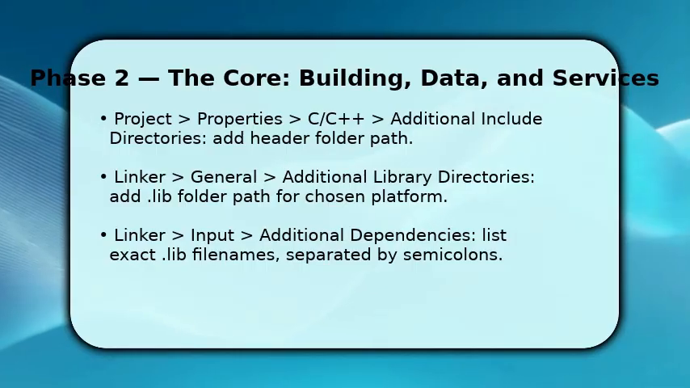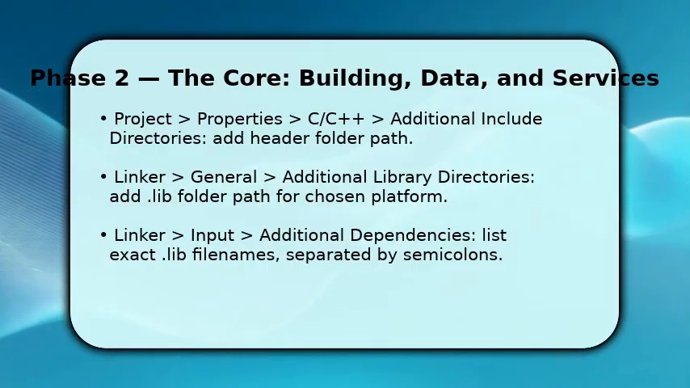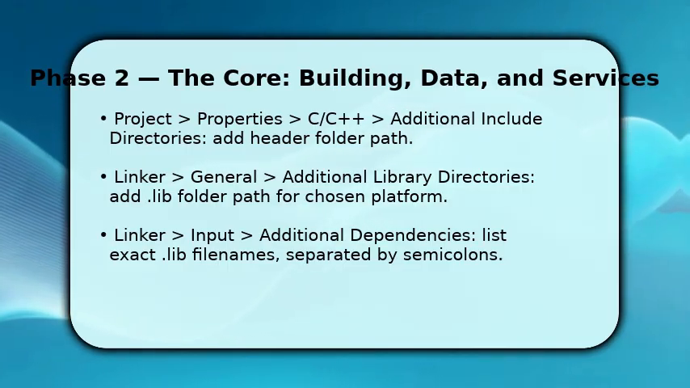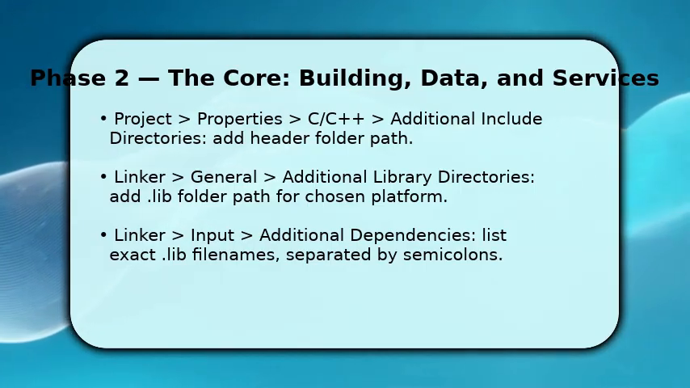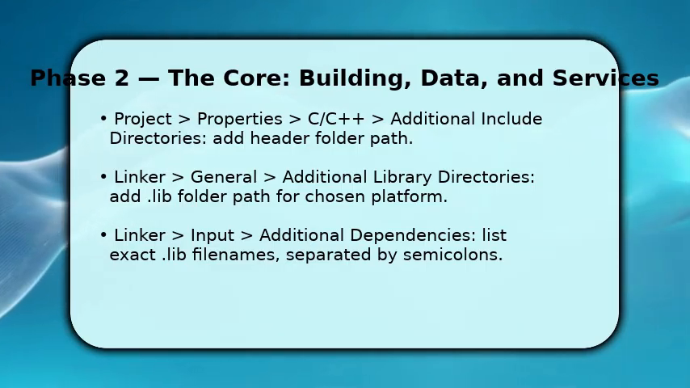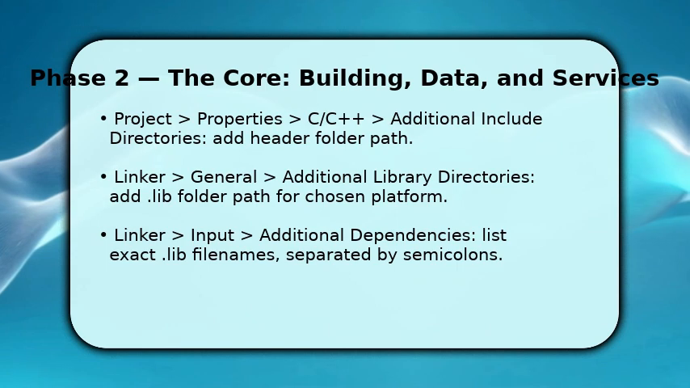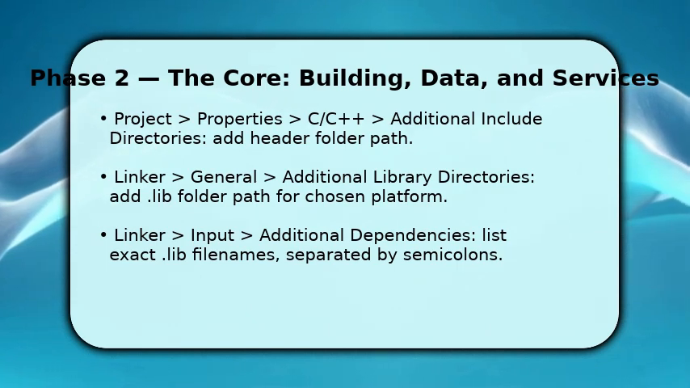You now point Visual Studio to the headers and libraries so compilation and linking succeed. Go to Project Properties, under C/C++, add the header folder in additional include directories. This tells the compiler where to find declarations. Once done, switch to linker settings and add the lib folder under additional library directories for the active platform. Then, in linker input, list each lib file in additional dependencies. Make sure platform-specific settings are adjusted, otherwise the linker won't see the right files.